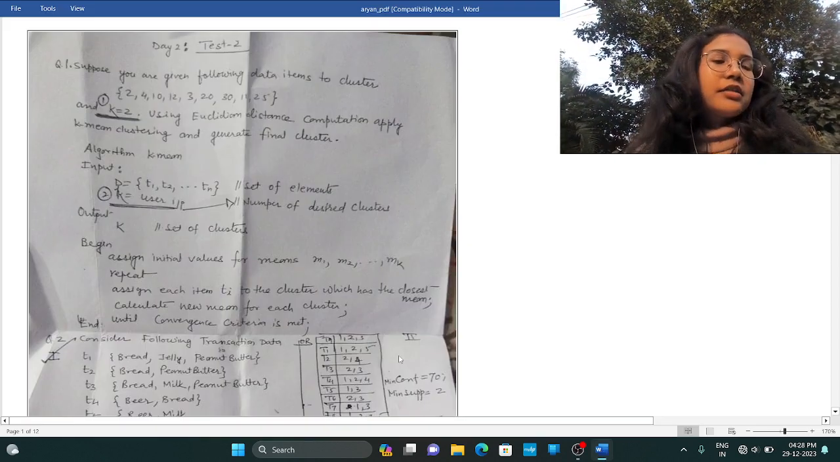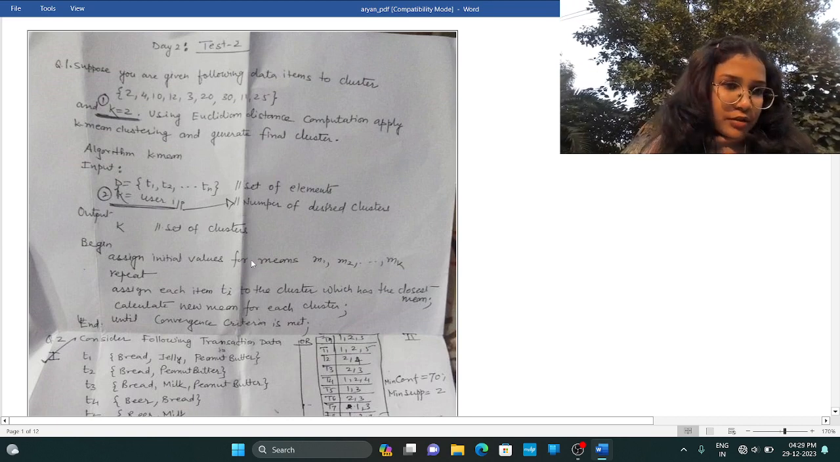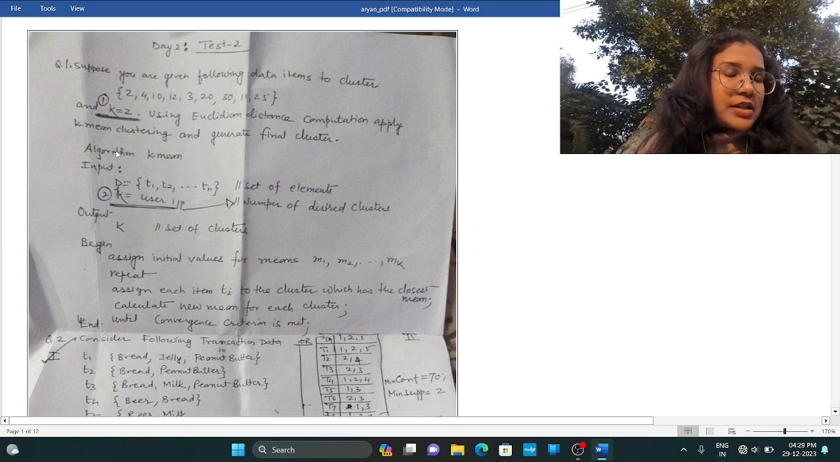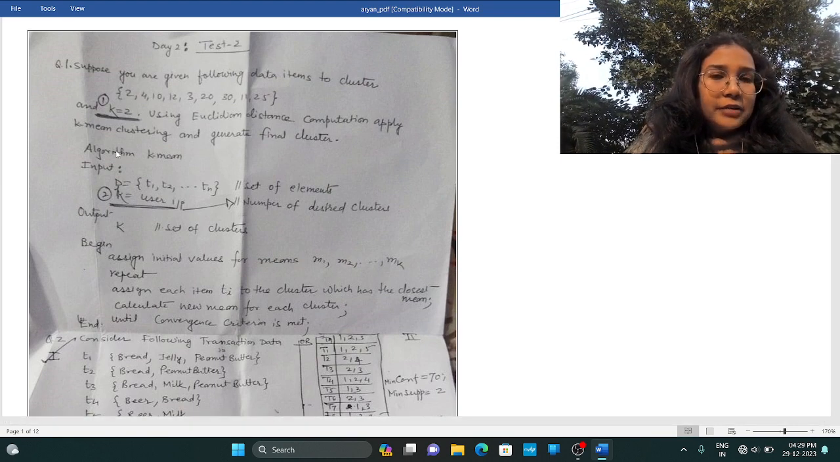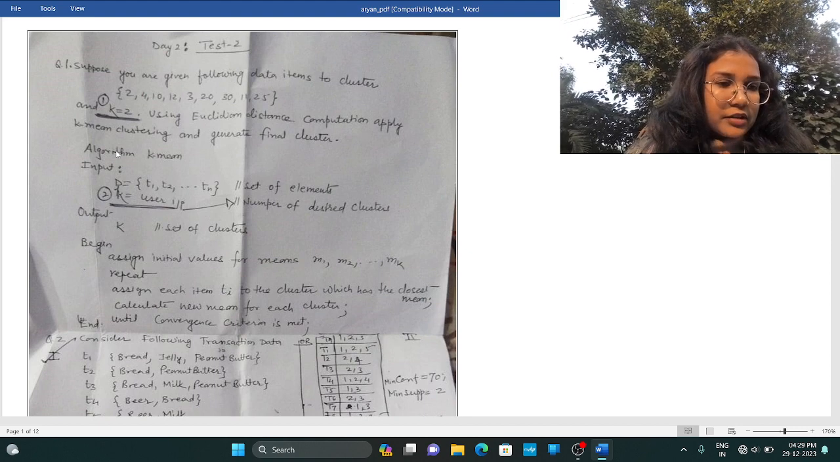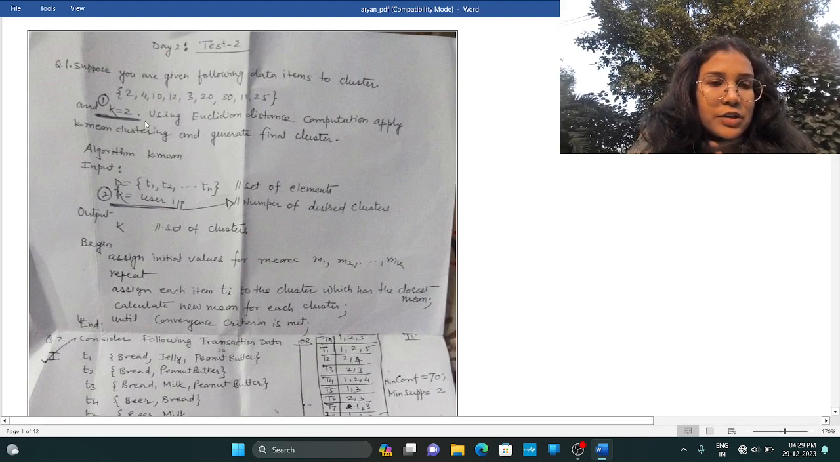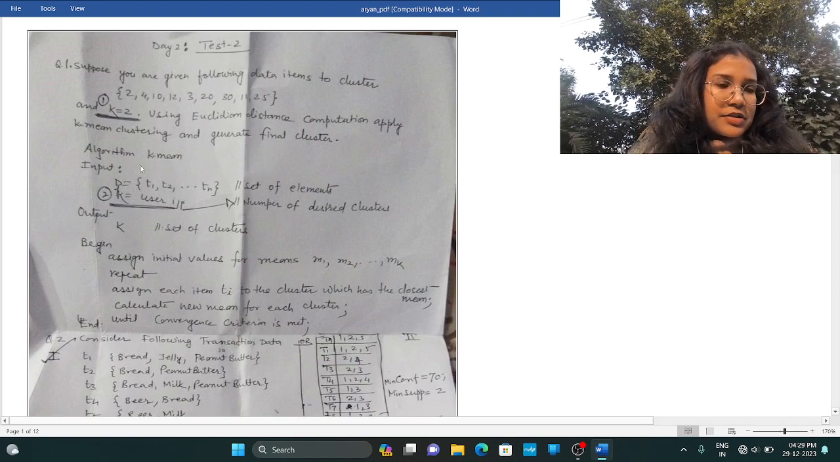Let's start our internal number fourth. Question number one. Suppose you are given the following data items to cluster, and we have this set and k equals 2 using Euclidean distance computation. Apply k-means clustering and generate the final clusters.